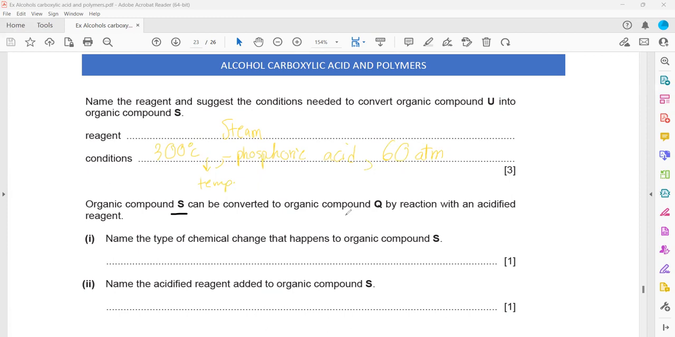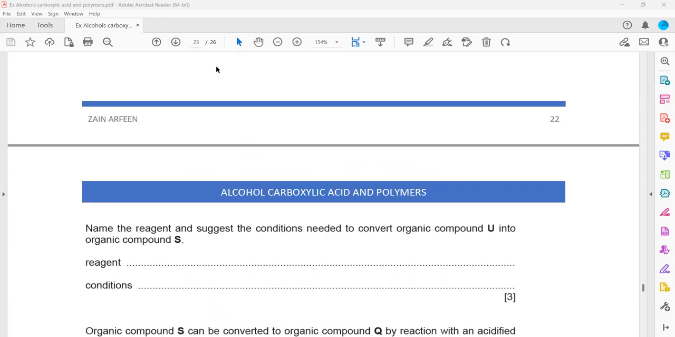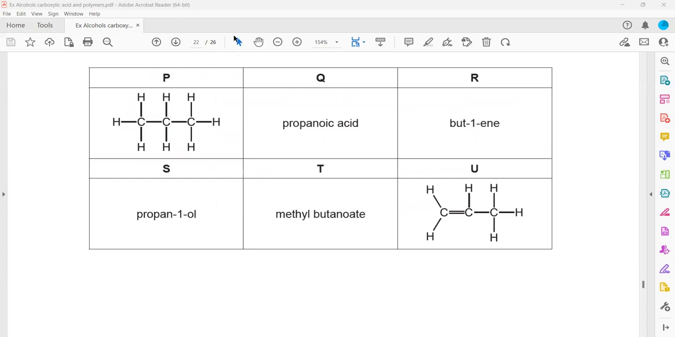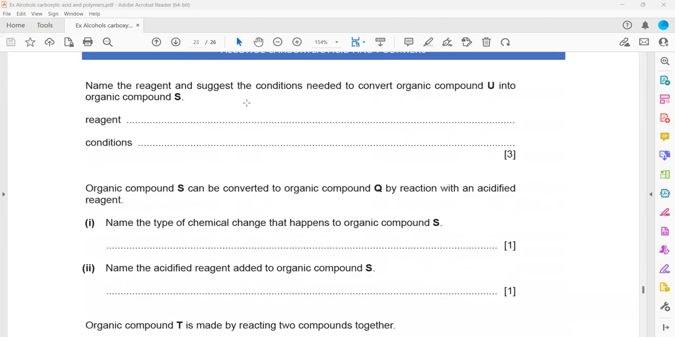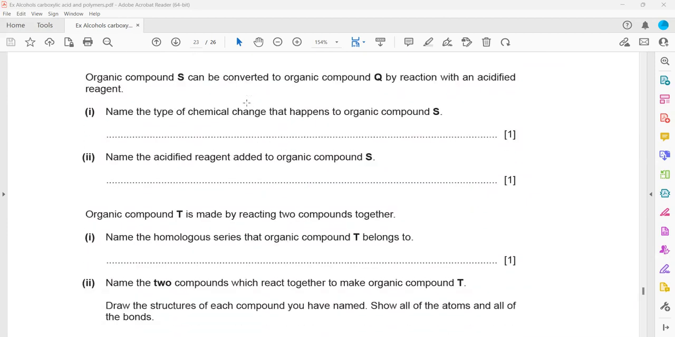Organic compound S can be converted into organic compound Q by an acidified reagent. S is an alcohol and Q is an acid. How to convert alcohol into acid? Oxidation by potassium permanganate or the bacteria Acetobacter from air can do it. From air also, because if you leave alcohol, it can also be oxidized and converted into carboxylic acid.